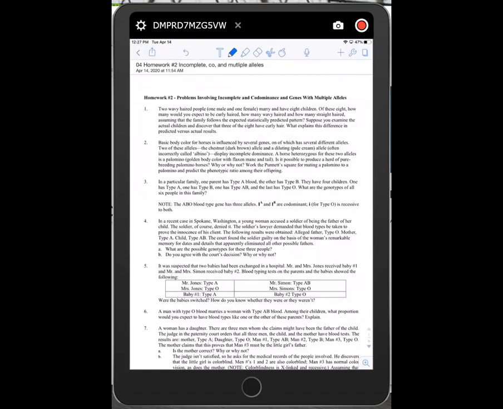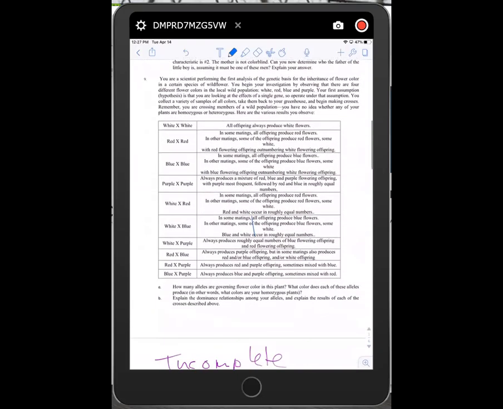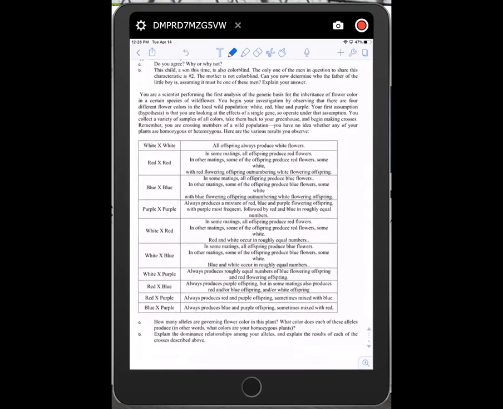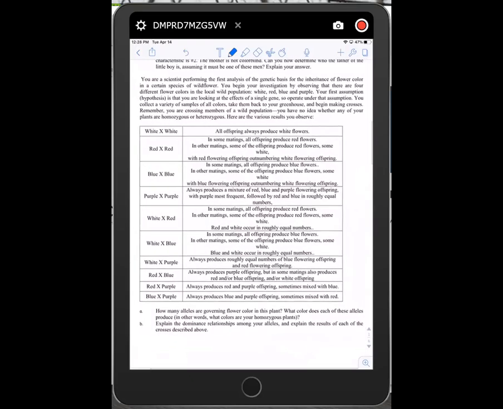Okay, so let's do number 9 here. A lot of questions from this in my email this morning. Okay, you're a scientist performing the first analysis of the genetic basis of the inheritance of the flower color in a certain species of wildflower. You begin, it's almost like Mendel in his peas, looking at flowers. You begin your investigation by observing that there are 4 different color flowers. You have white, red, blue, and purple.